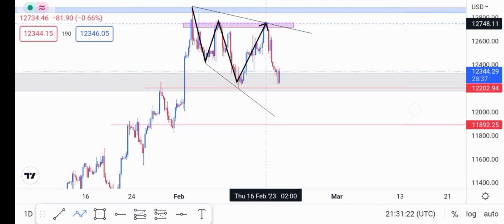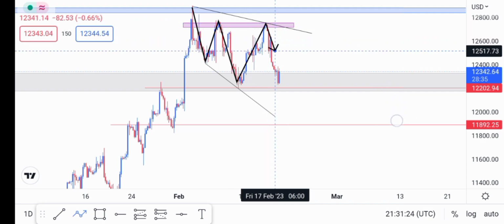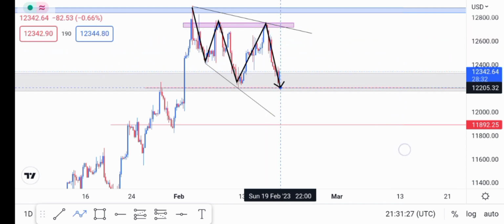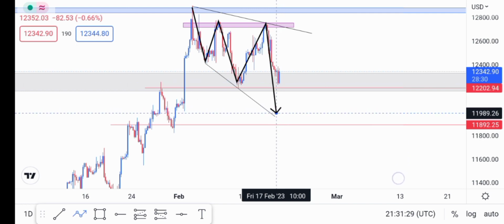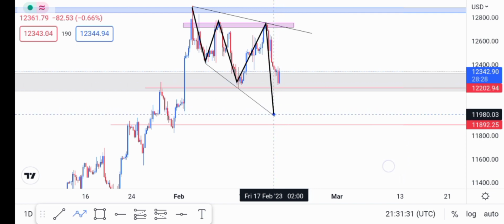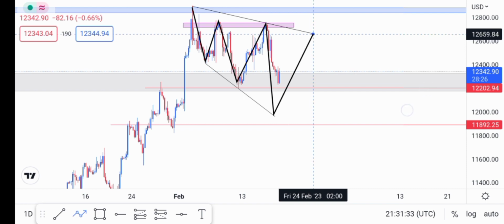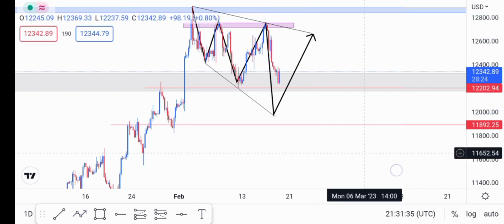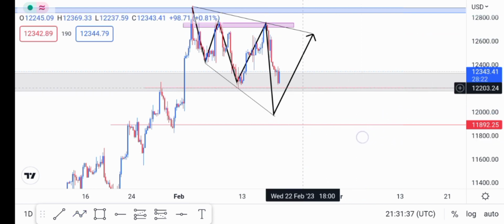So we had a touch over there, and now it seems like we're going to go for this touch. Either we go for this touch, or you anticipate a movement like this only if we break this level right over here, this red line where I'm at right now.